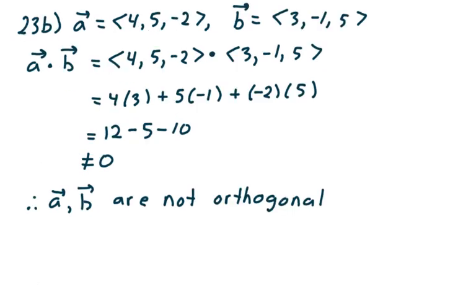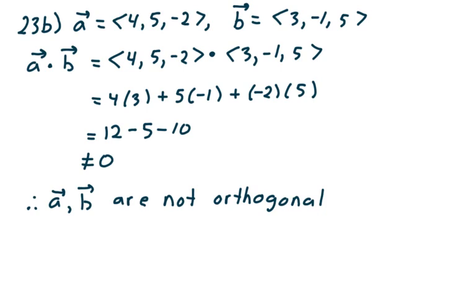23b. Suppose a is the vector 4, 5, negative 2, and b is the vector 3, negative 1, 5. Let's take a look at the dot product of a and b. So just like before, if I get 0, then a and b are orthogonal. If I don't get 0, then a and b are not orthogonal. All right? So let's take the dot product of a and b.